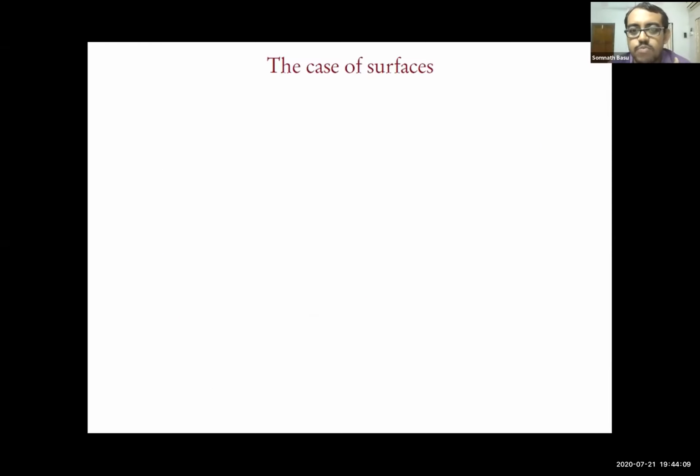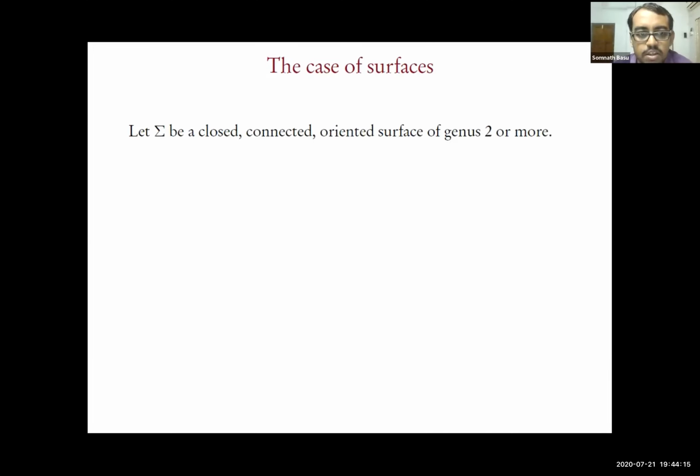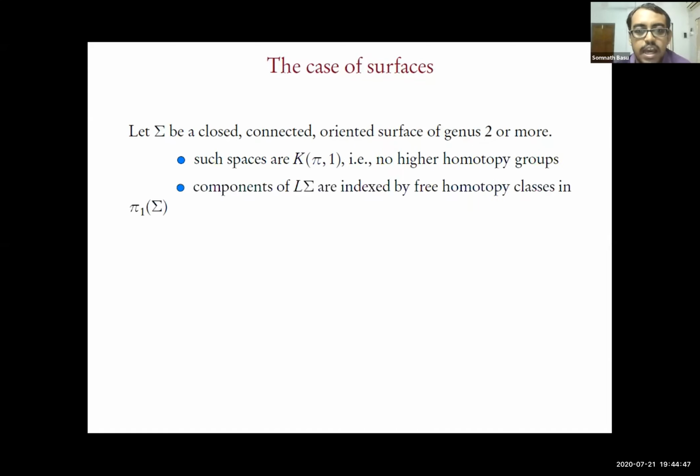That brings me to my last object of study, which is sigma, the case for surfaces. Sigma, as usual, is going to be a closed, connected, oriented surface of genus 2 or more. I'm not going to stick to spheres or the torus. The torus can be handled easily, and the sphere, being simply connected, can be handled by other means, and it doesn't fall into this family of results. One thing most of you would know, at least those attending the topology session, is that any such surface is an example of a K(pi,1), meaning that there are no higher homotopy groups. All these Riemann surfaces.